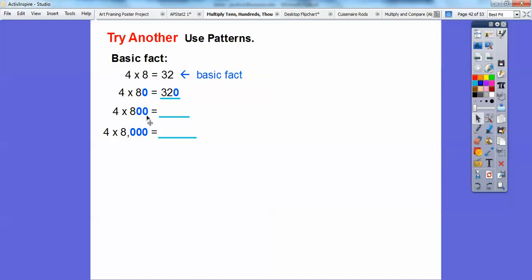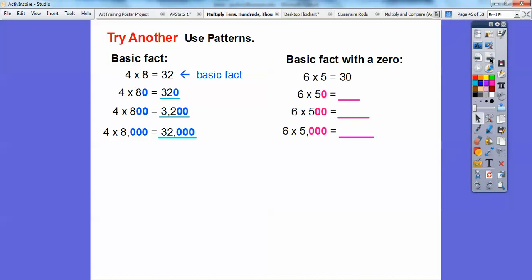4 times 800 is going to be still 32, but with two zeros right there. So put the comma in the appropriate spot and you get 3,200. There's my 32 with these two zeros right there. So this is going to be 32 with three zeros, okay? Nice and easy, and then put the comma in the appropriate spot, so 32,000.